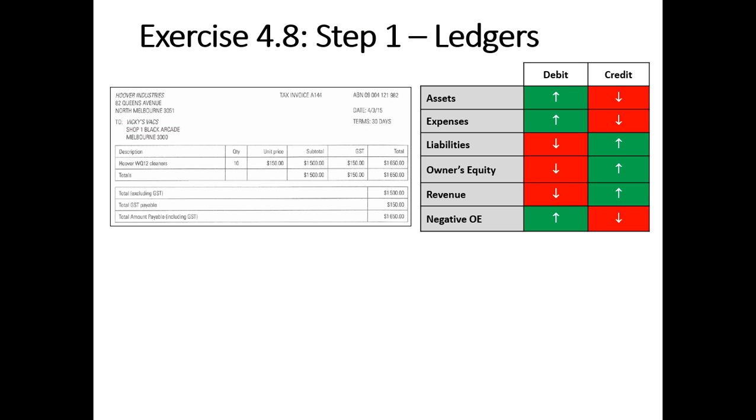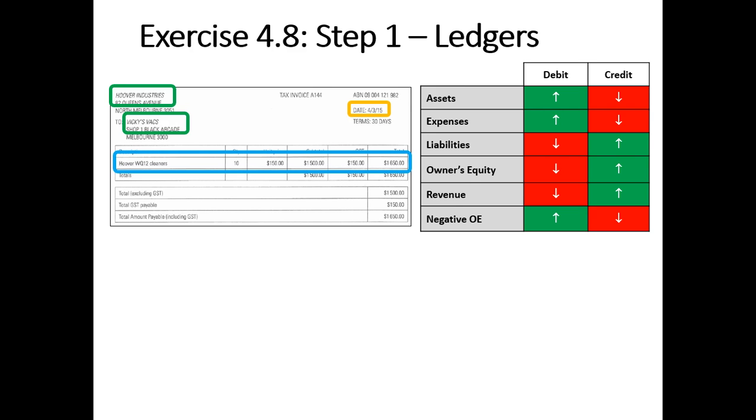We now have what looks like a different document. We've got Vicky's Vax, our name is underneath, so this has been issued to us. The date's the 4th of March. It looks like we've bought 10 vacuum cleaners for a total of $1,500 plus GST. It says tax invoice, but I still don't know whether this is a credit or cash transaction. What gives it away that it is actually on credit is it says terms 30 days.